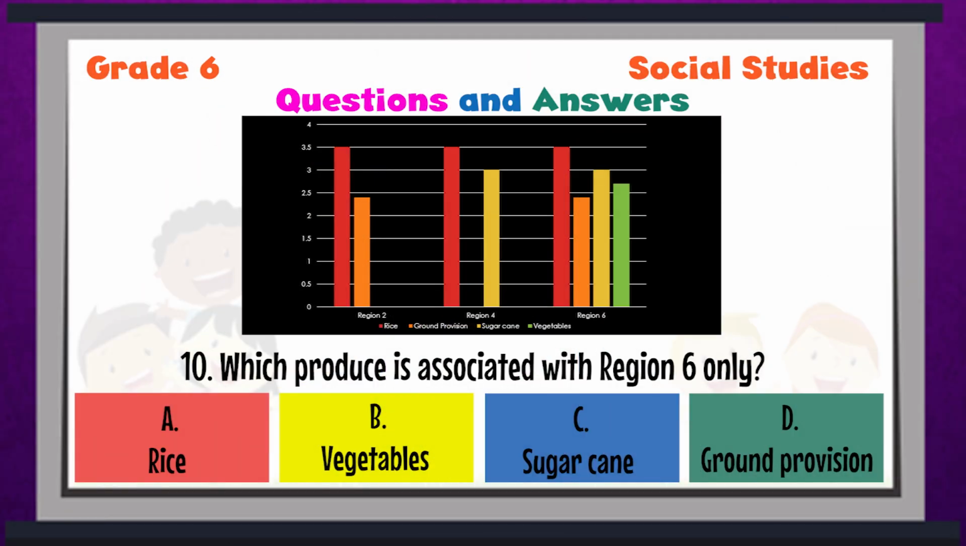Question 10. Which produce is associated with Region 6 only? Which produce is associated with Region 6 only? A, B, C, or D?